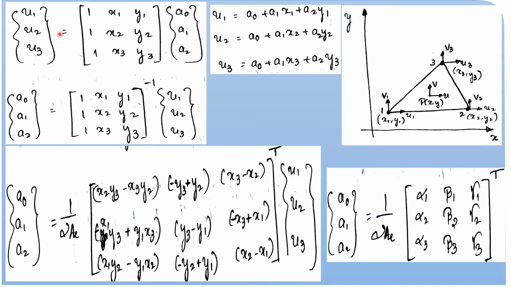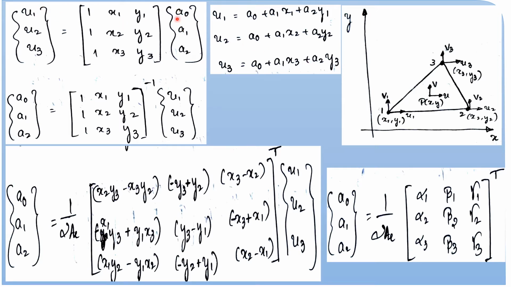When you write these three equations in matrix form, this is what you get: u1, u2, u3 equals the matrix with rows 1 x1 y1, 1 x2 y2, 1 x3 y3, times a0, a1, a2. You can see the same equation is written in matrix form here. If you multiply row into column, you will get back this equation: a0, x1 into a1, plus a2 into y1. So you get this equation. Similarly, the second and third equations.